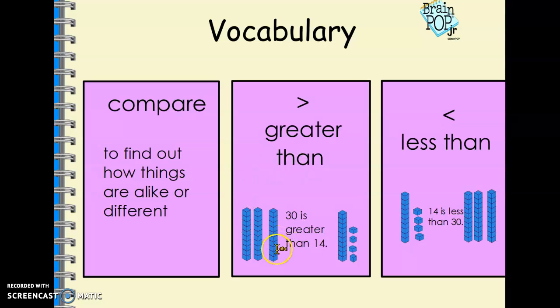So here's our example. We have 10, 20, 30, and we have 10, 11, 12, 13, 14. So 30 is greater than 14. We read it from left to right. Over here we have less than. In this case we have 14 is less than 30.